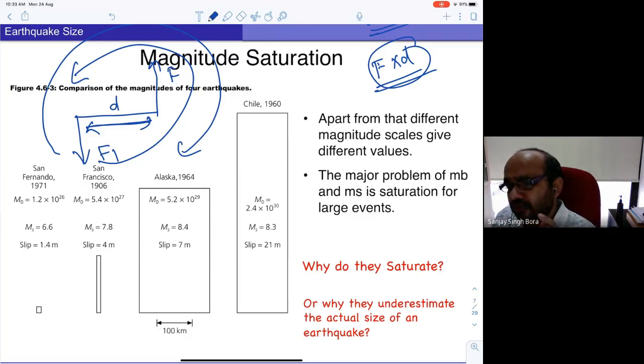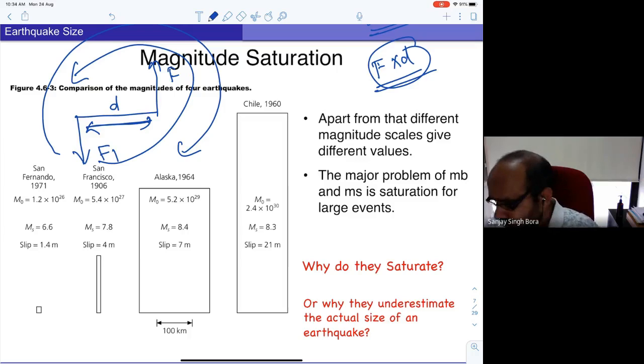But M0 is the quantity that you can go to the field for. You can see how much slip has occurred, compute those slips at different points, then compute an average slip, and multiply it with the fault dimension. So you will come up with a moment. Moment is always related to the actual size of an earthquake: how much rupture has happened, how much slip has happened, and how large the fault was. So this gives you the actual size of an earthquake.